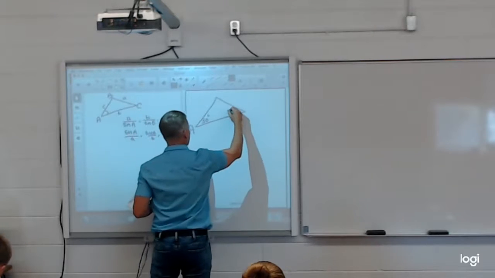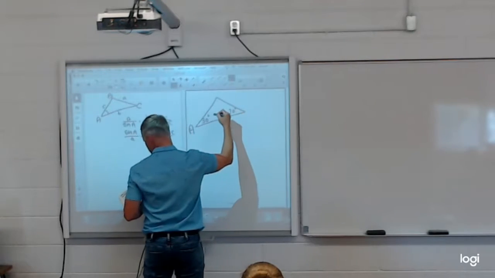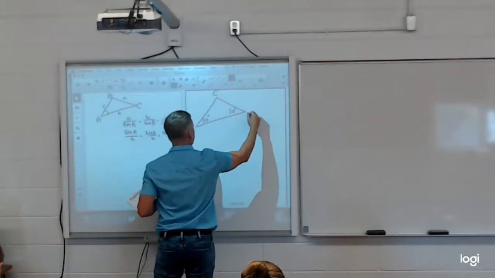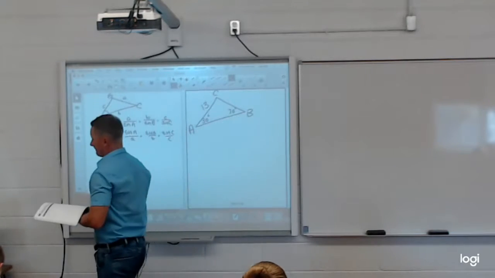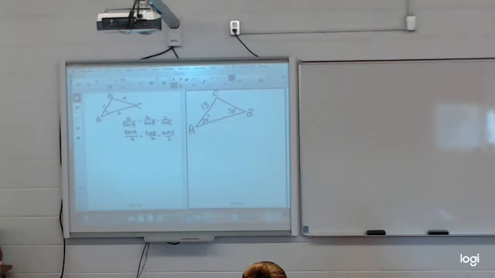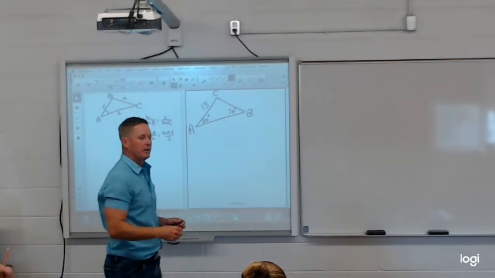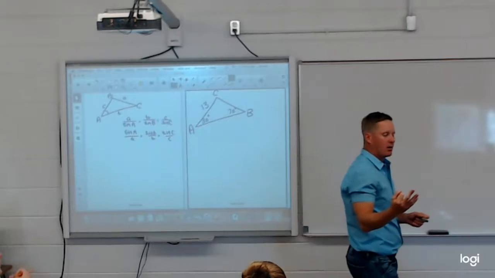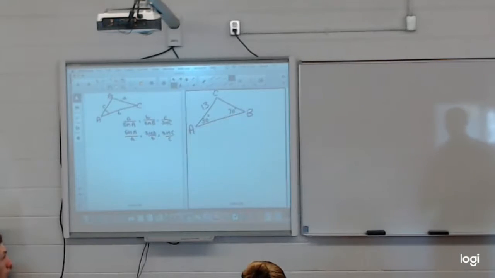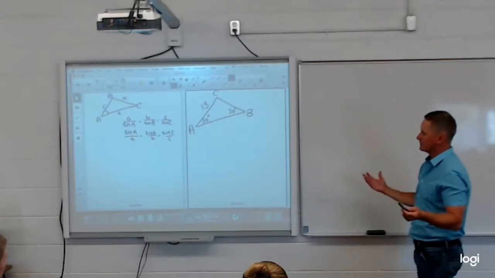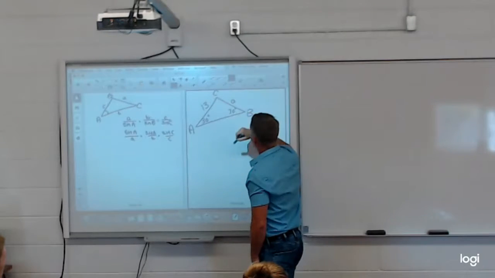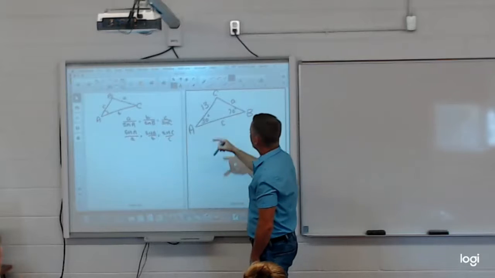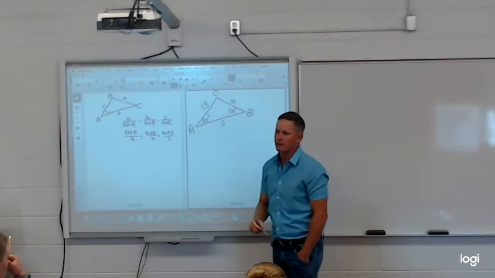30 degrees, 70 degrees, C, B, and 13. Okay, so again, our goal for this whole unit is to find the measure of the three sides we don't know and the measure of the three angles we don't know. That's our goal throughout this section. So what are we missing right now? Well, we're missing side A, side C, and also angle C.